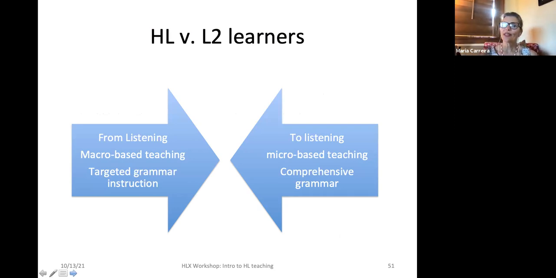I'll show you that in a second, but here we come to the third confrontation. Remember, with HL learners, you're going to go from listening. L2 learners, you want to end up to listening. With HL learners, you want to do macro-based. With L2 learners, you want to do micro-based. These going opposite directions, right? And with HL learners, you want to do targeted grammar instruction. With L2 learners, on the other hand, we teach grammar in a comprehensive way that starts from zero. You can see again now why mixed classes are such a headache, right? We're being asked to do two opposite things at the same time.